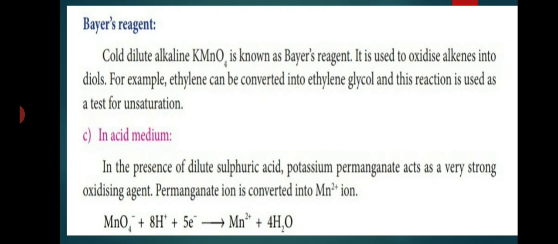So it is a very useful reagent in organic chemistry for the conversion of alkenes, that is unsaturated, double bonded compounds, to diols. Diols means compounds containing two alcohol groups, so they are called diols. For example, ethylene is converted into ethylene glycol.